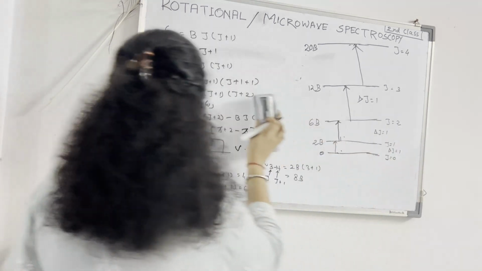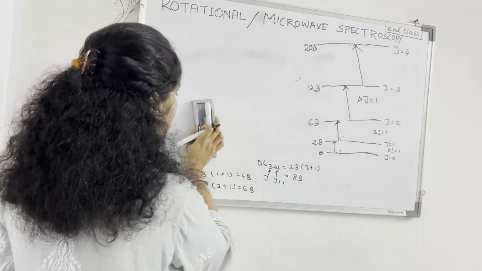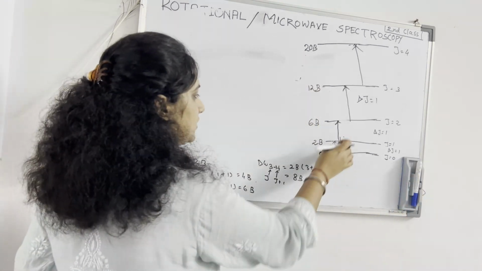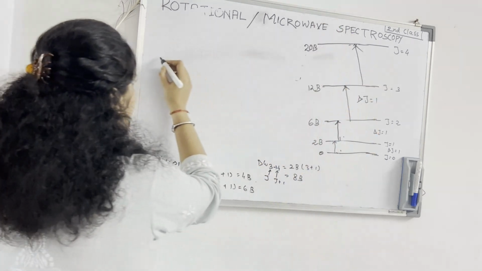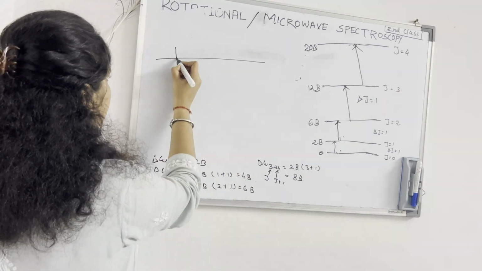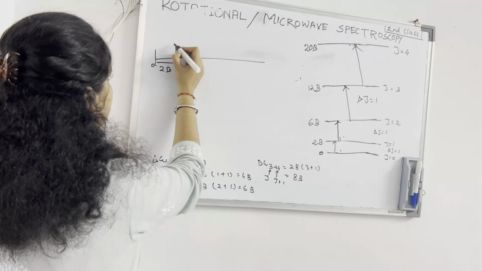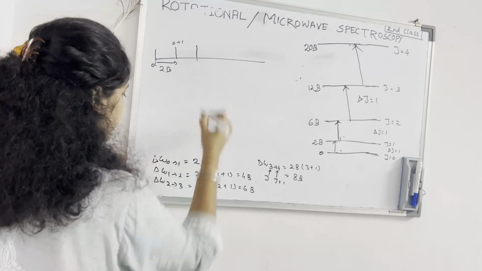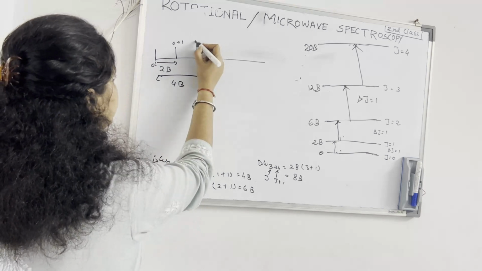From the rotational spectra, we'll get some lines for these transitions, that is from J is equal to 0 to 1, 1 to 2, 2 to 3, 3 to 4, and these lines will be situated in this manner. If this is the 0, the first line will be at 2B. Now this is for the 0 to 1 transition. The next line will be at 4B, because the total is 4B. This is for 1 to 2.